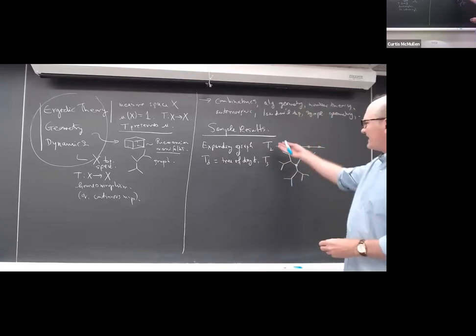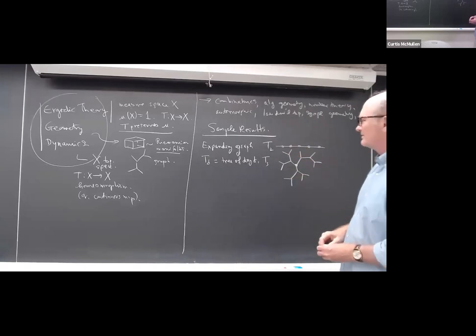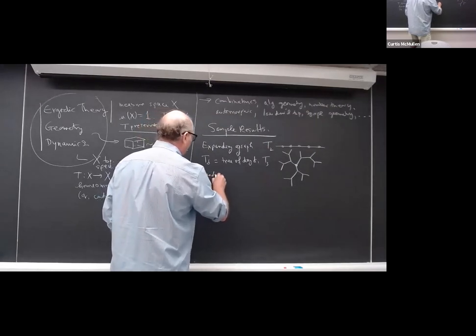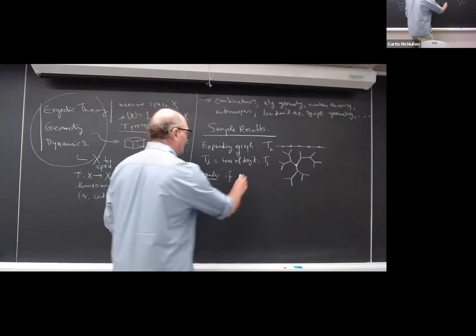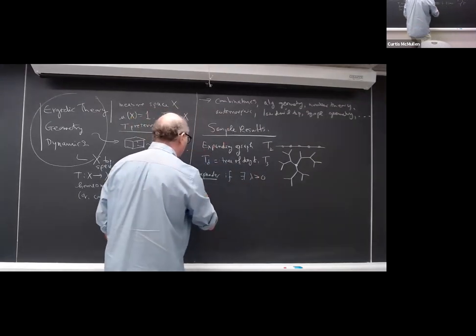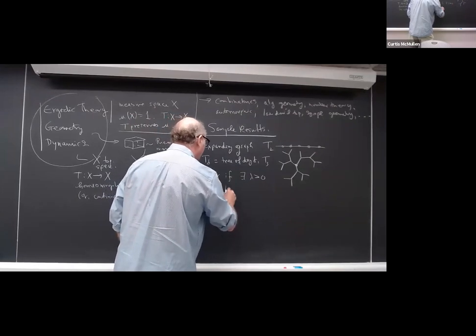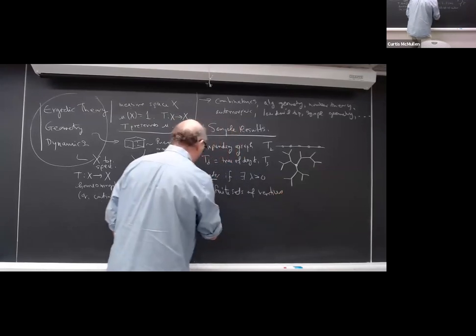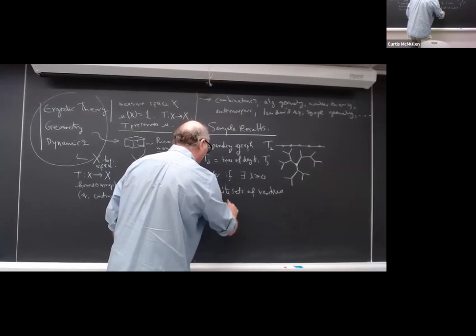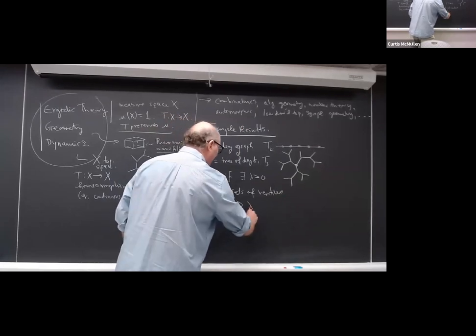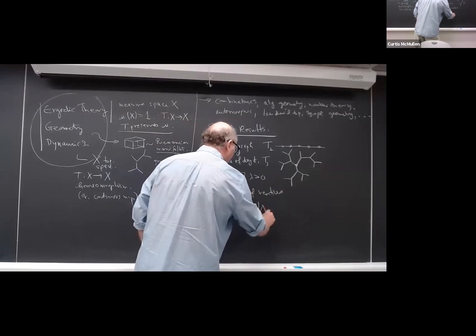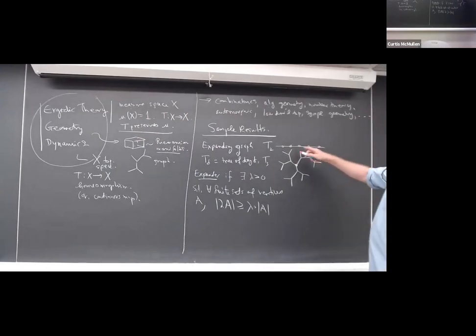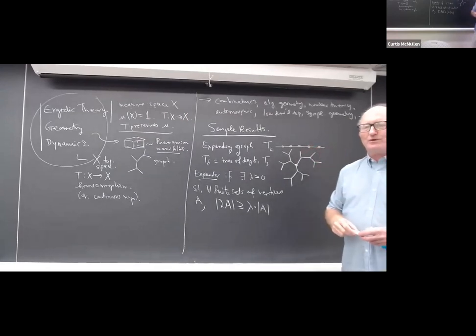Now, we say that an infinite graph like this is an expander if there exists a constant lambda greater than zero, such that for all finite sets of vertices A, the size of the boundary of A is greater than or equal to lambda times the size of A itself. So for example, let's look at T2. Is T2 an expander?